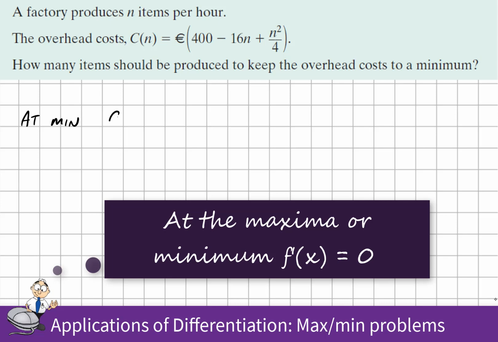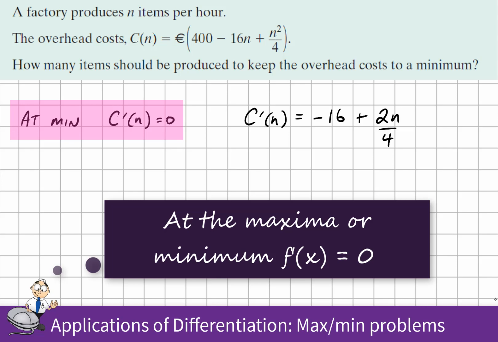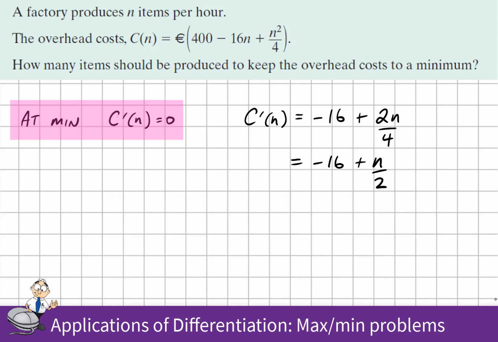So at the minimum, C dash of n is equal to 0. The derivative of the function is equal to 0. So we differentiate this quadratic function. We multiply by the power and reduce the power by 1. The derivative of 400 is 0. We get negative 16 and we get 2n over 4, which can be neatened to n over 2. So negative 16 plus n over 2 is the derivative.